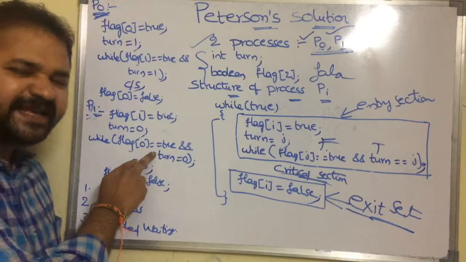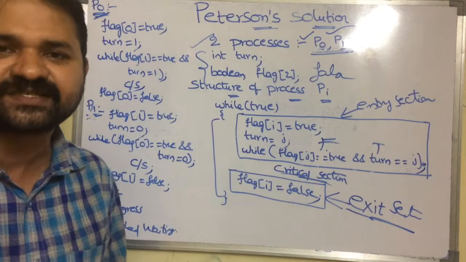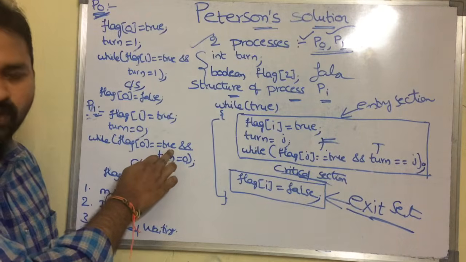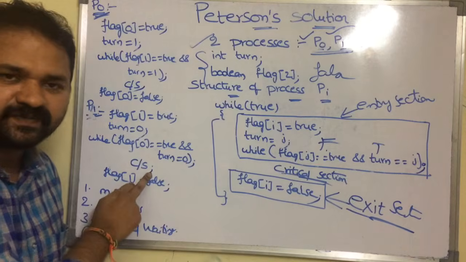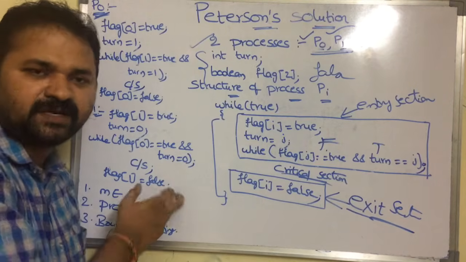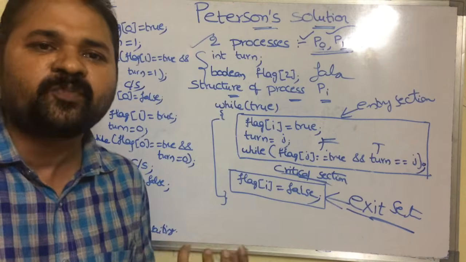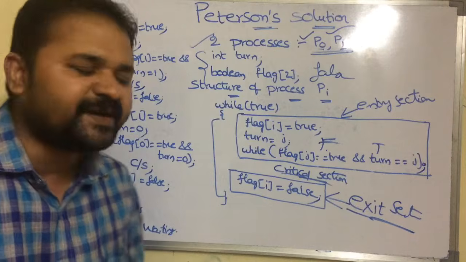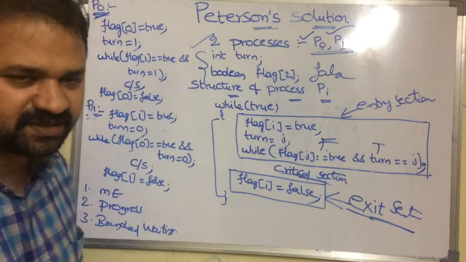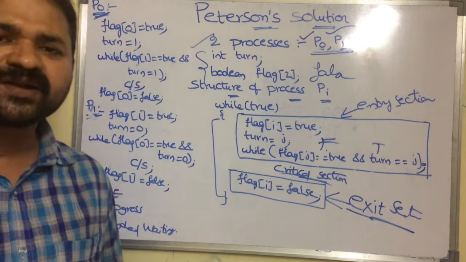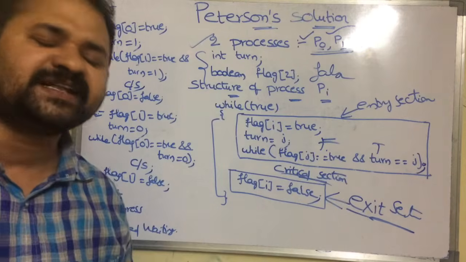Suppose P0 is not interested to enter into the critical section, then its flag value is false. So this condition will become false now. So if one of the conditions is false, then the control comes out from the while loop. Next, the critical section will be executed. So that means P1 executes its shared code, and after completing its operations, P1 comes out from its critical section and it executes a statement called flag of 1 is equal to false. It specifies that P1 no longer belongs to the critical section. Now P0 can enter into the critical section.